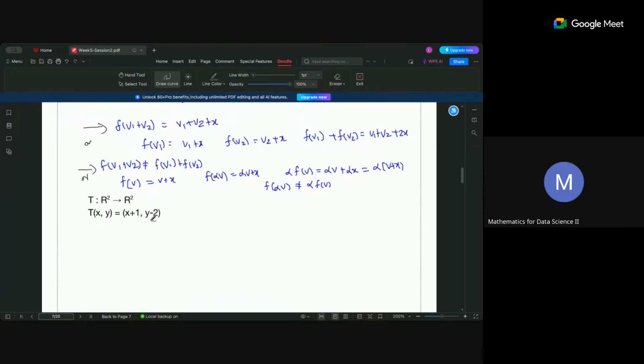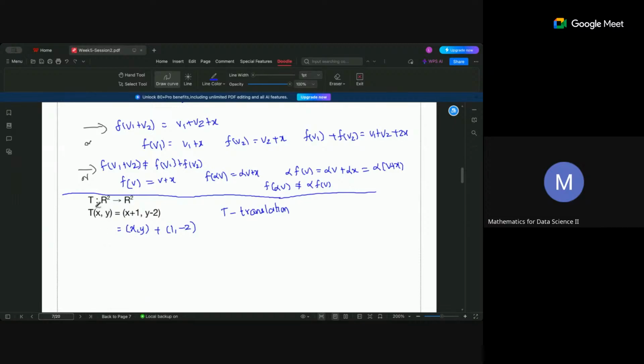Oh, no. Hold on. I was just overlooking this problem. Not linear, because you're adding a constant. Yes, this is basically x plus 1 comma y minus 2. Just like the previous question, this T is actually a translation. So now, can this be a linear transformation?